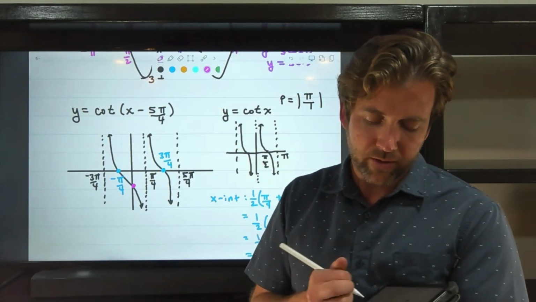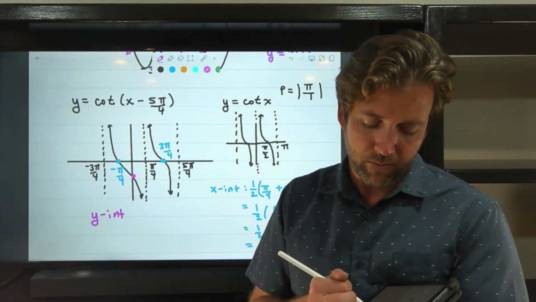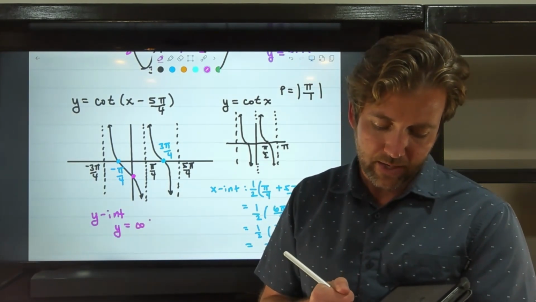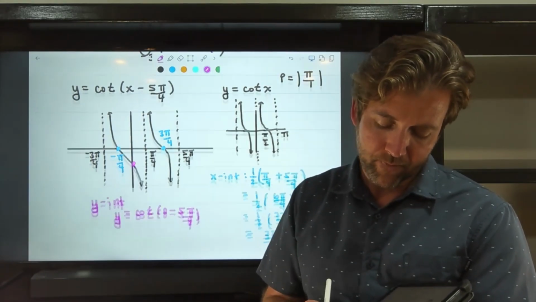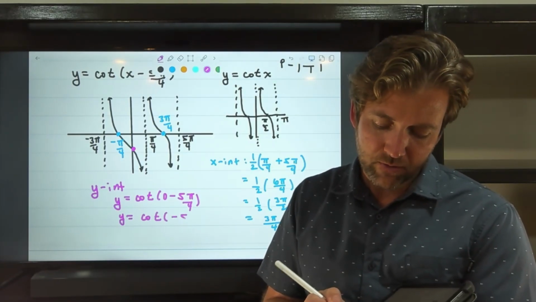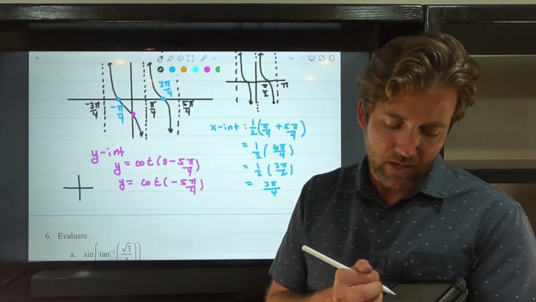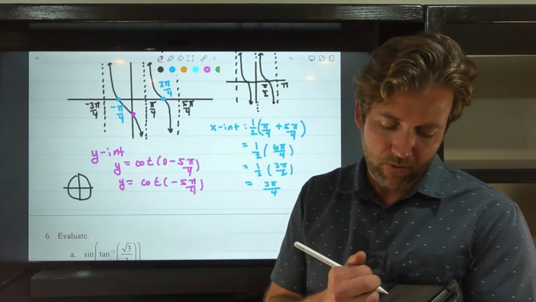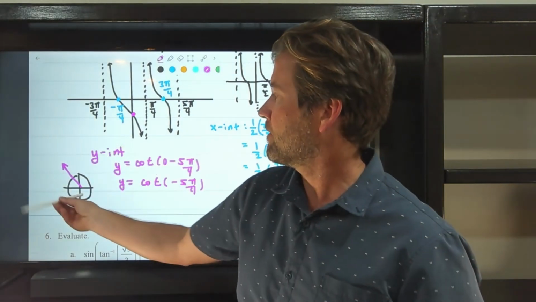Now I'm seeing this y-intercept here. It should be negative. So I'm going to plug in 0 for x to find that. So I need to figure out the cotangent of negative 5 pi over 4. So I'm going to sketch the angle negative 5 pi over 4. It's going to be in the second quadrant.